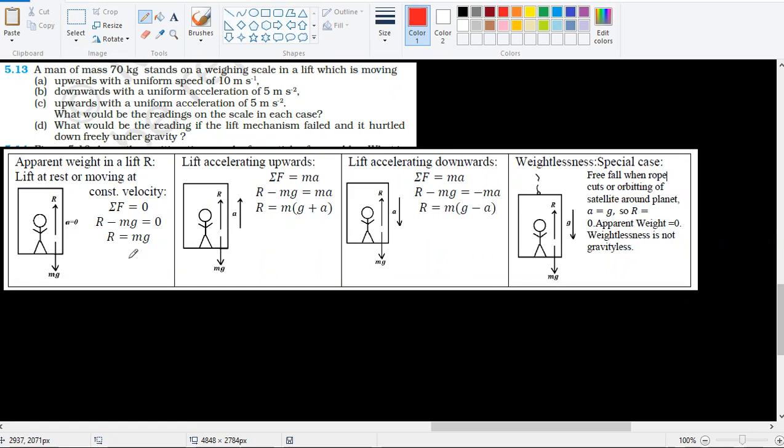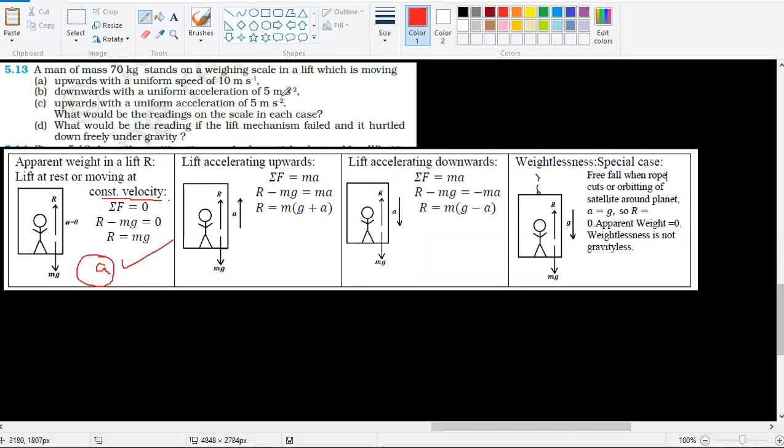Ashwin, did you understand the theory when we discussed this? Yes, sir. So no doubt in the theory, right? Upwards with the uniform speed. Uniform speed means constant velocity, right? That means R is equal to mg, first part A. Apply this concept and get the answer.